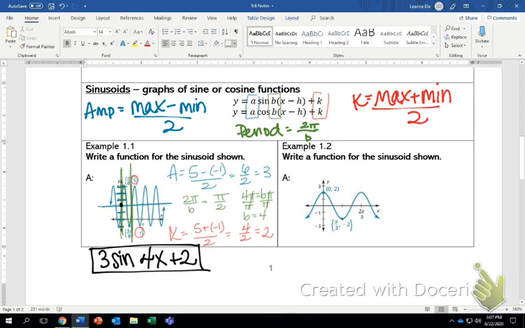All right, example 1.2 follows the same thing. Again, you start off by finding your maximum and minimum y values. So that's 2 and -2. So amplitude is going to be 2 minus -2. Two negatives make a positive, so that becomes 2 plus 2, which is 4, over 2. 4 over 2 is equal to 2.